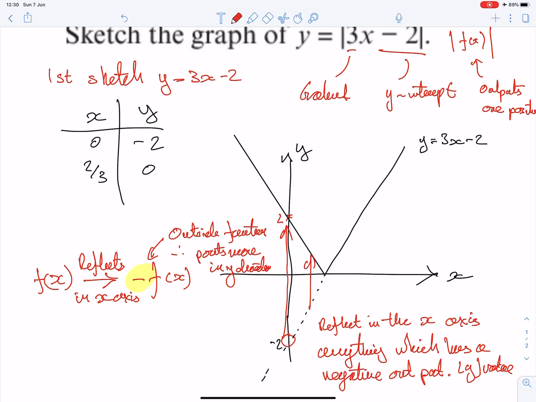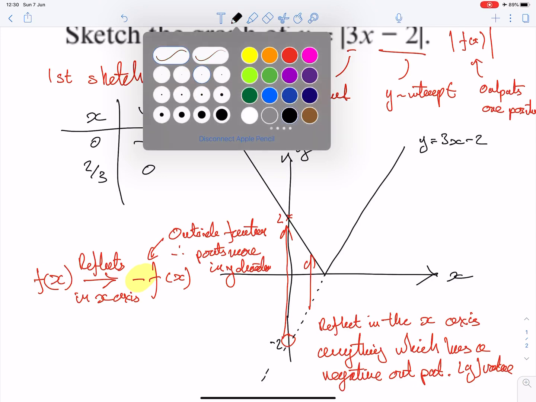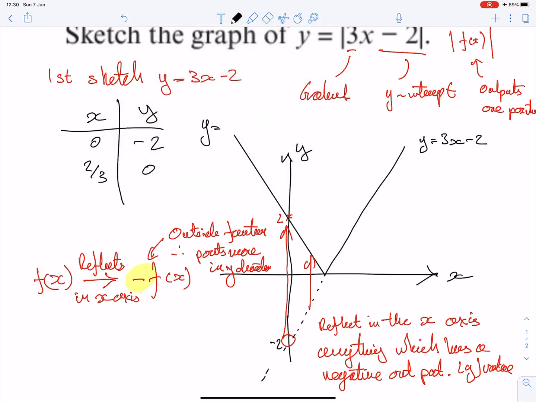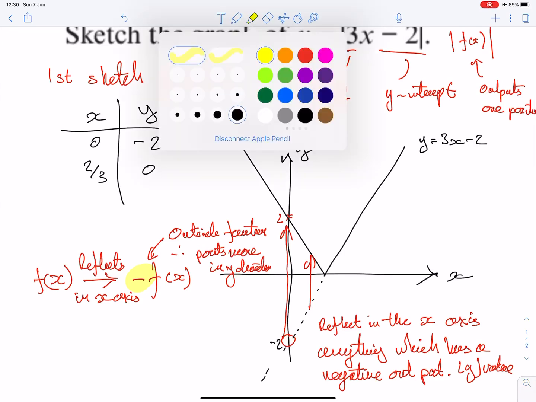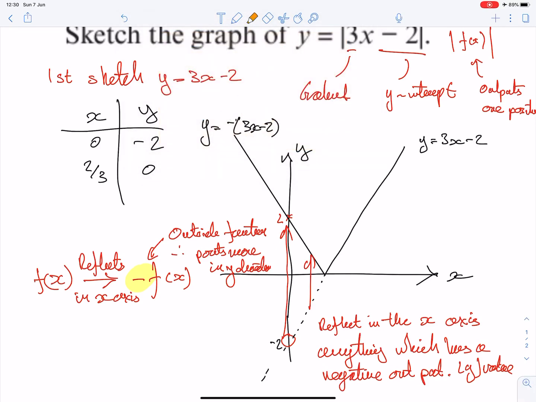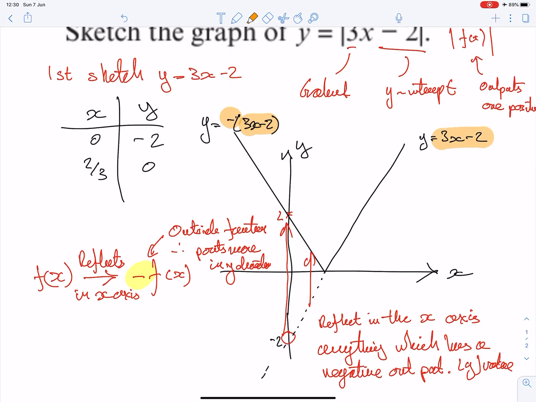So that means the equation of this line up here, the y values are now the negative of the other side. So it's the negative of 3x minus 2, because this was 3x minus 2 over here. We can tidy that up, so we get y is minus 3x plus 2 for that bit of the line. I hope that makes sense.